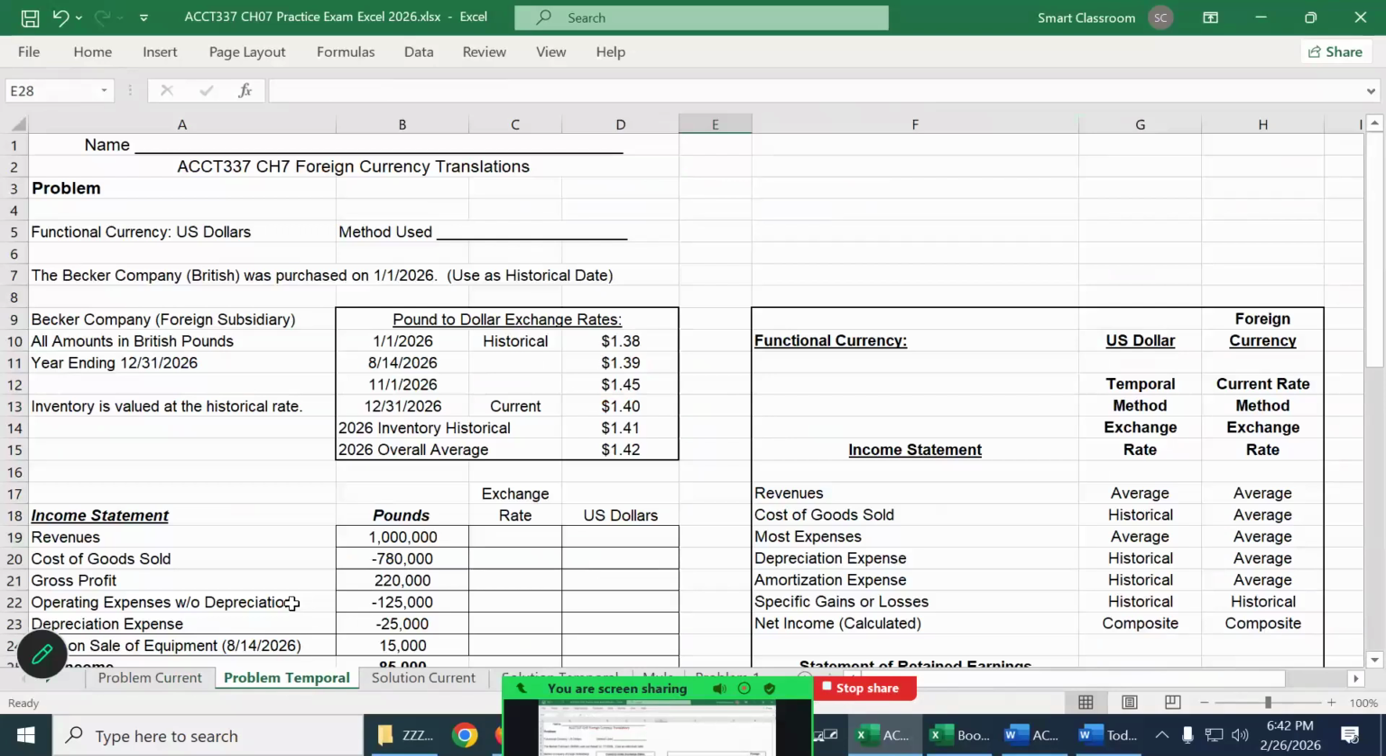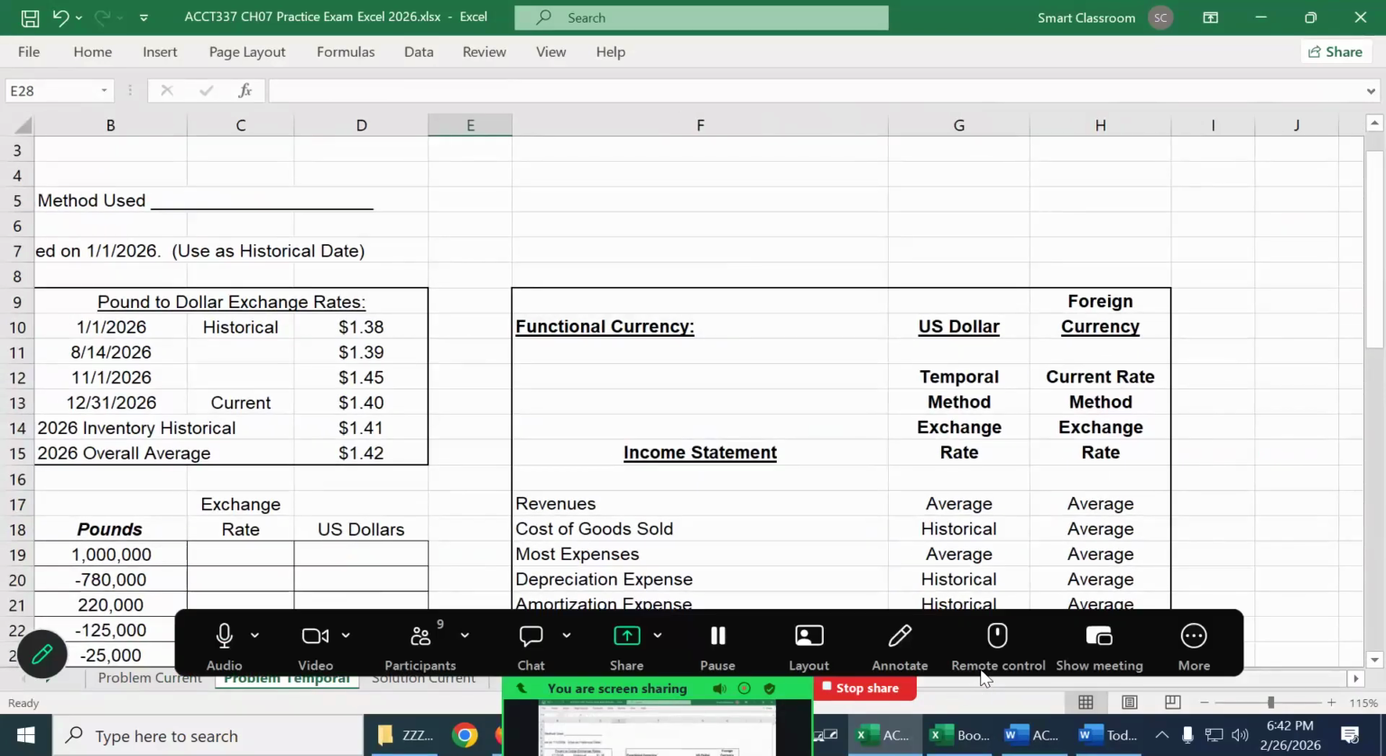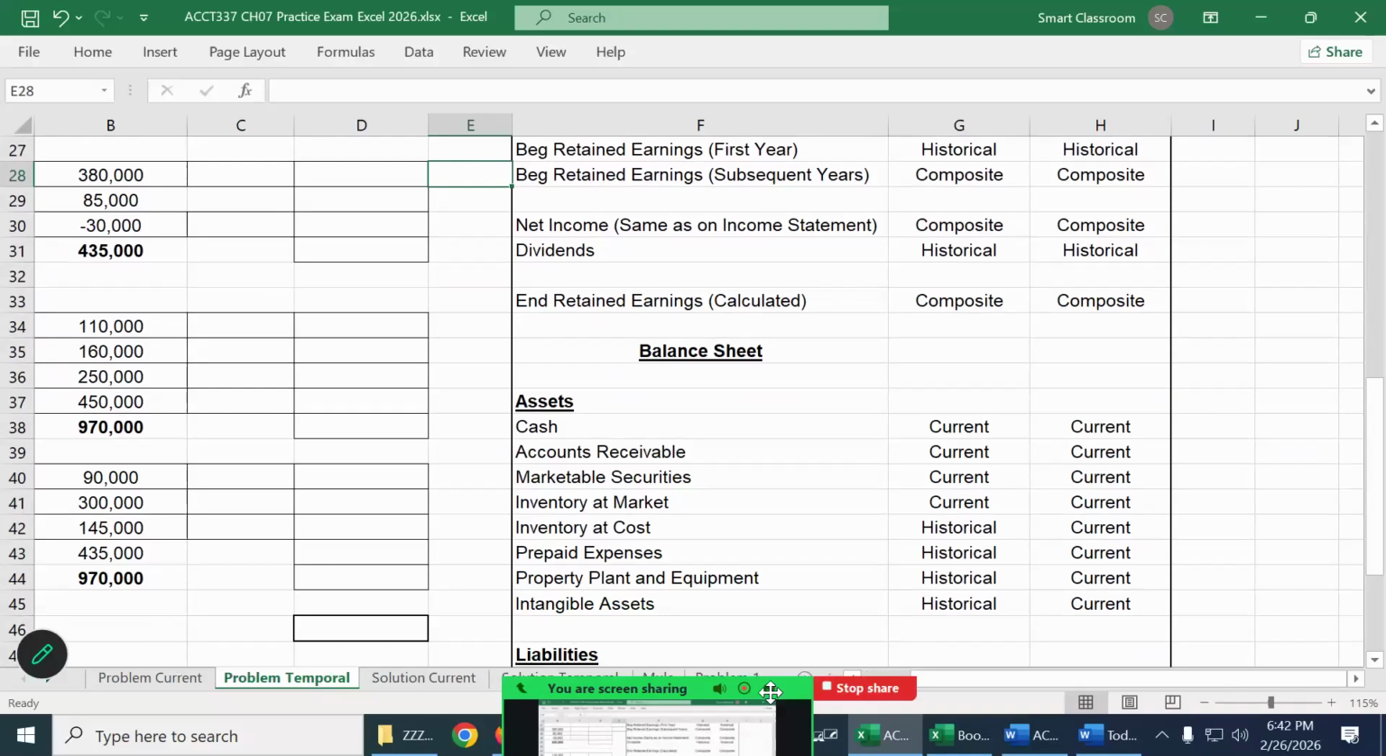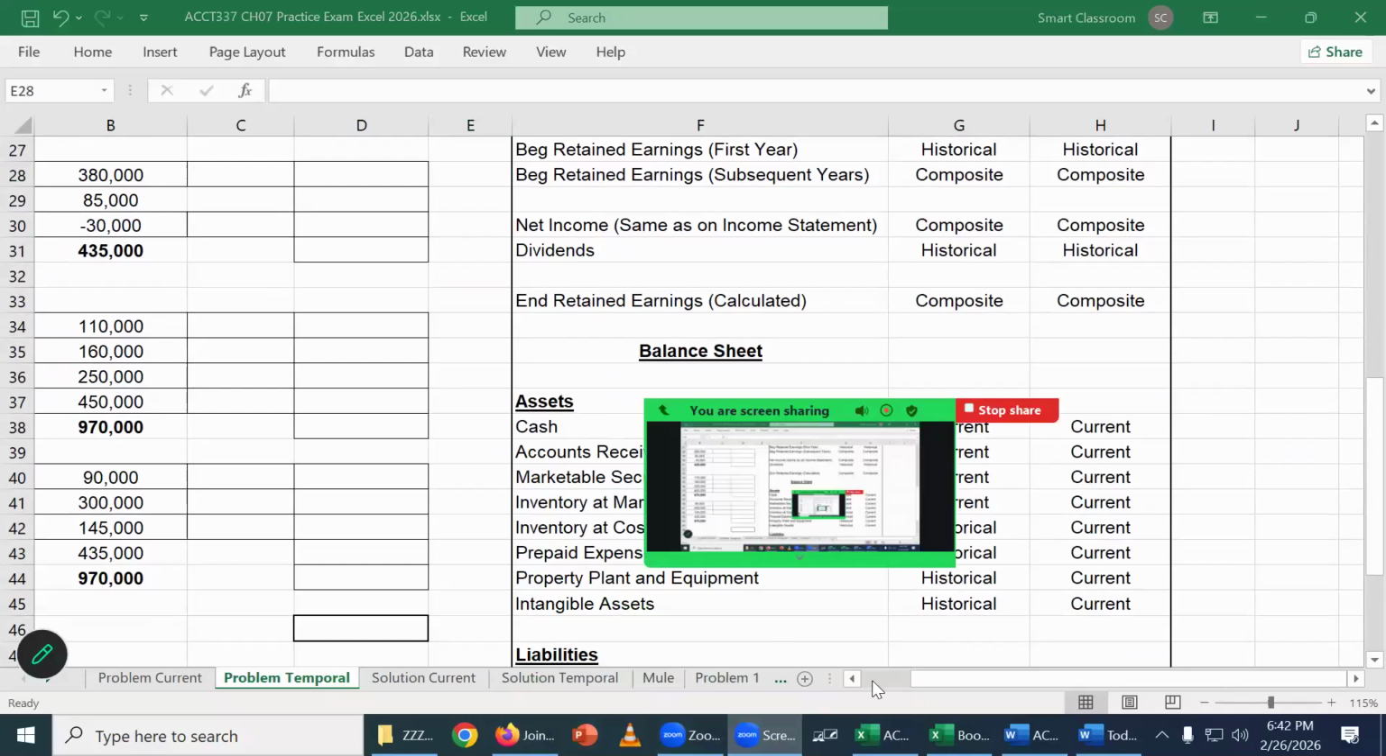Okay, let's go to the next one, which we already guessed is going to be the temporal method.